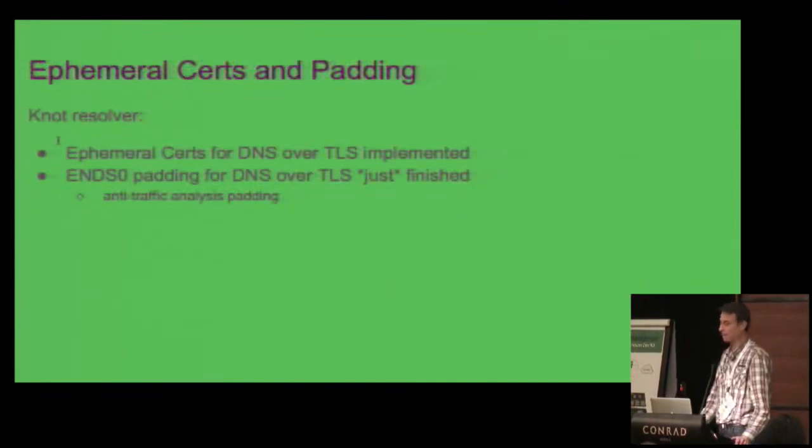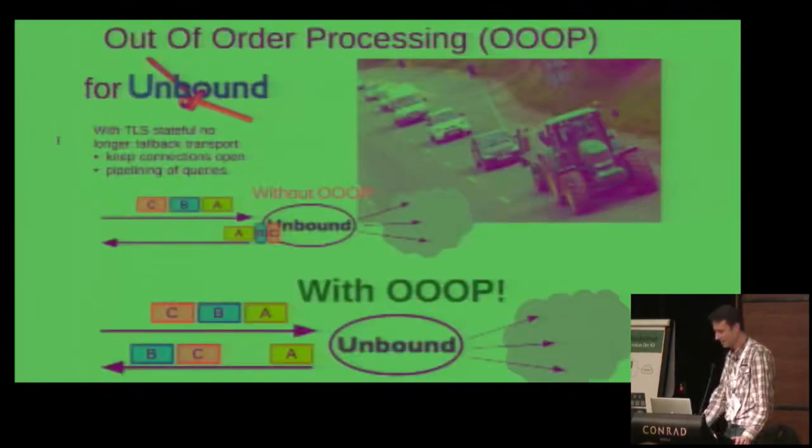Ephemeral certs and padding in Unbound, done. Now DNS over TLS can be set up with Unbound, and the EDNS0 padding to leak as little information as possible. Okay? So that no information can be inferred from the size of your answers, for example. So it's the kind of activities we've done.